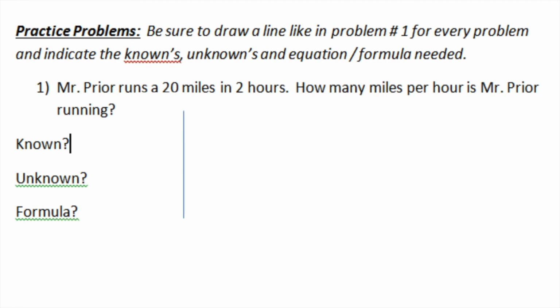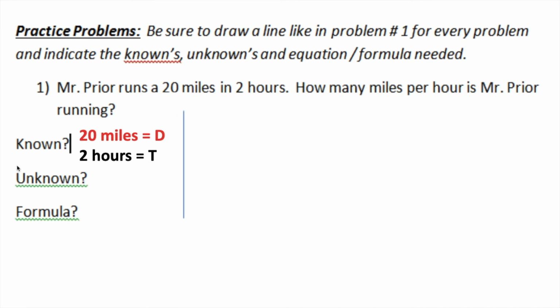So number 1 says, Mr. Pryor runs 20 miles in 2 hours. Wow! Mr. Pryor can run really fast. So I want to know how many miles per hour Mr. Pryor is running. So when I look at this problem, there are 2 pieces of information I'm given. I see 2 numbers. I see that he runs 20 miles. Now that sends off like a little light bulb in my head, and I look at the unit for miles, and I say that's a distance. Then I look at in 2 hours, hours indicating to me that that is a time. So I have a distance of 20 miles and a time of 2 hours. Those are my known variables.